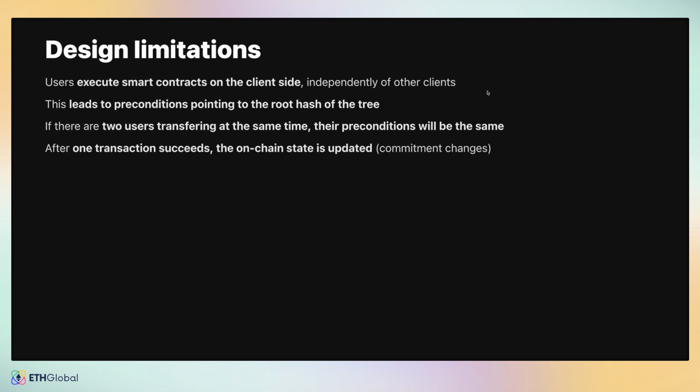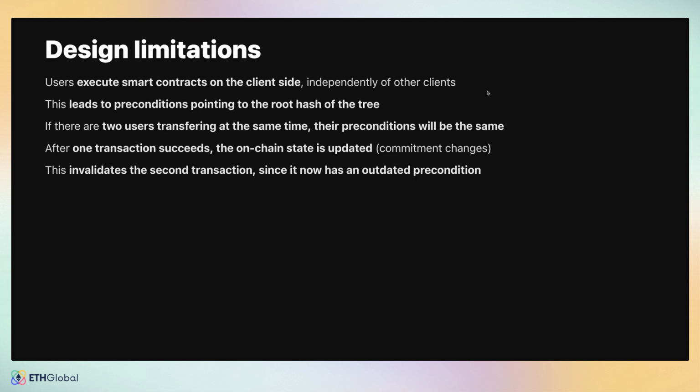So this means that when the chain, the L1, goes to process these two user transactions, one will invalidate the other. So the first one that succeeds will update the on-chain state. And when the second one is being processed, it will have a stale precondition pointing to the old on-chain state. So this makes it pretty impossible to achieve any meaningful concurrency if you write your smart contracts in the way that we have seen in the examples so far.